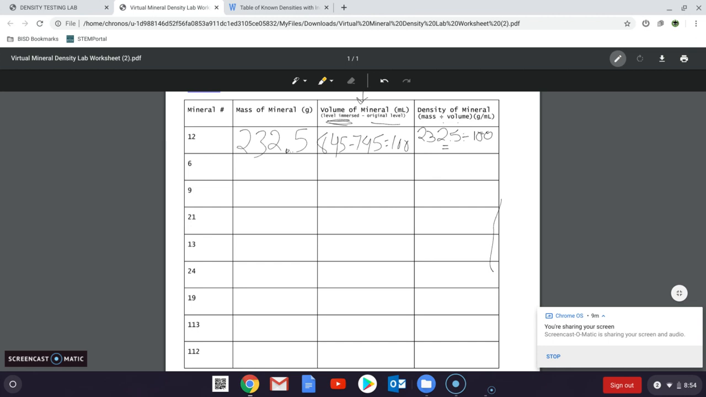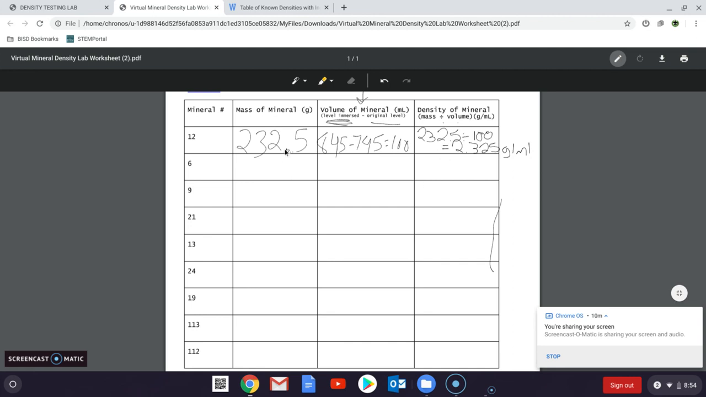So the density of this mineral, once you've put it in, it should be 2.325 grams per milliliter. Sorry, my pen wasn't working properly. And honestly, when you're doing the density right here, it's great if you want to write it out like this, but you certainly don't have to. If you just want to put the answer there, I am totally okay with that.